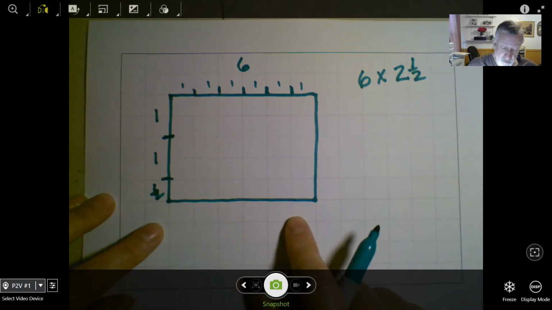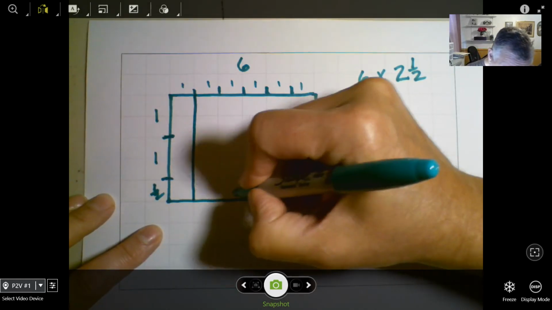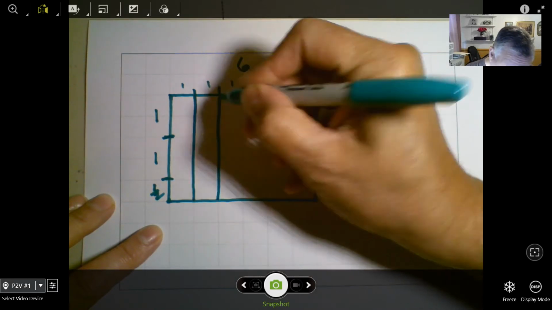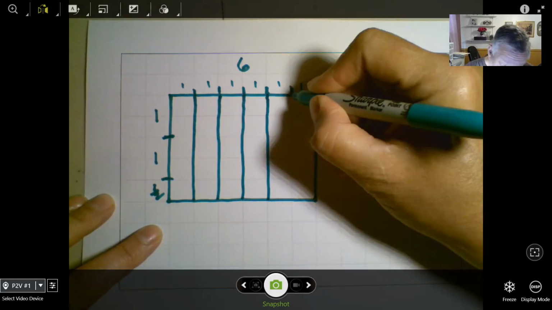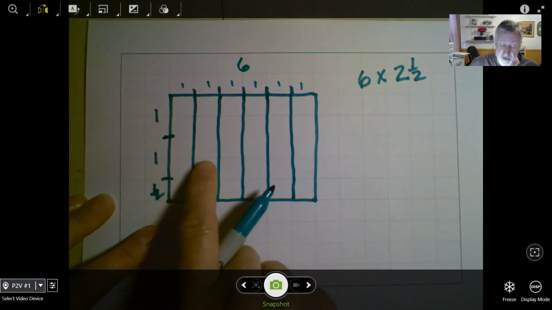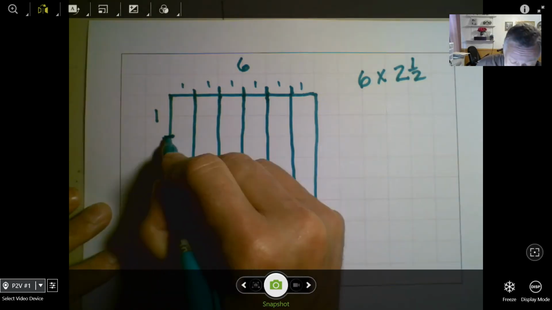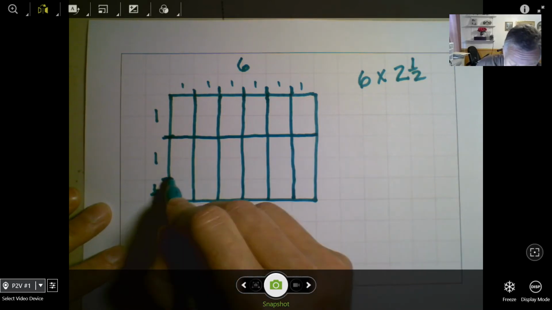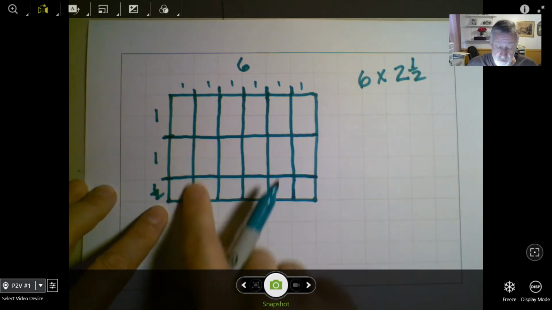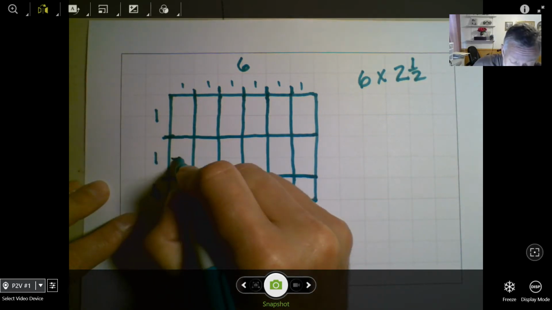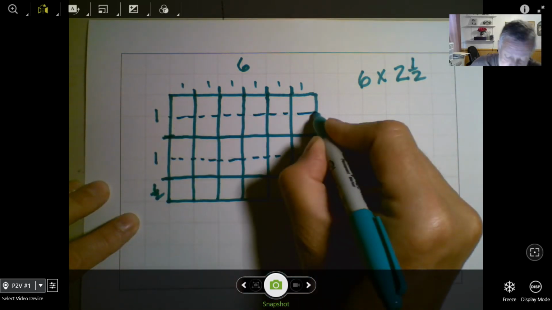Okay, so how are we going to solve that to find out the area of this total piece? Well, again, we can kind of draw our lines down. And going down, we have divided it into 6 pieces, 1, 2, 3, 4, 5, 6, and going across, that's divided it into our wholes, but really going across we have halves, so let's go ahead and divide that too. I'm going to do a dashed line so we can tell the difference.